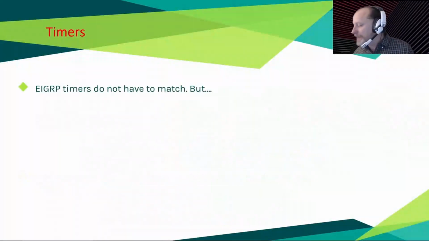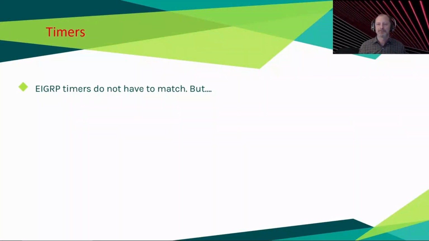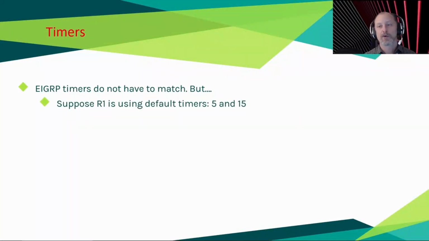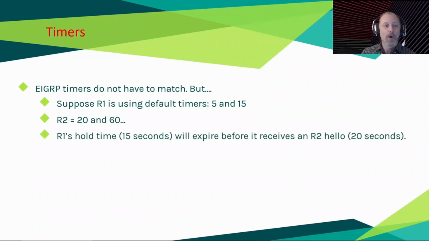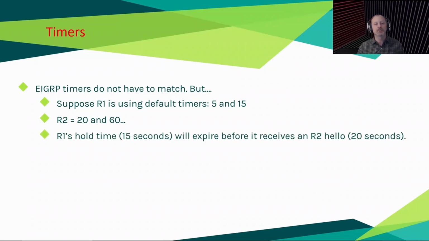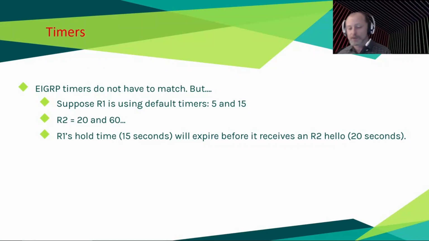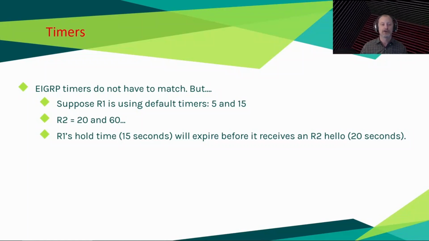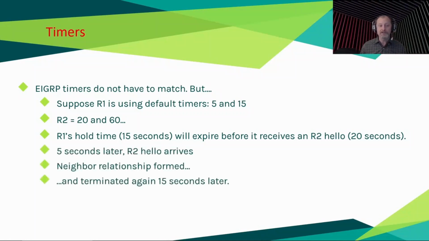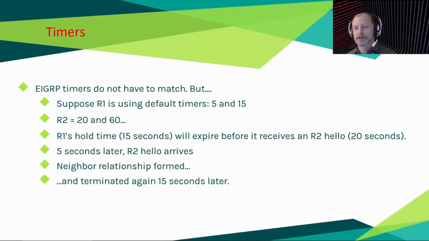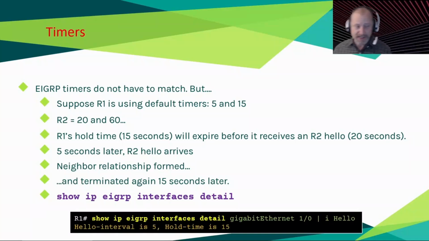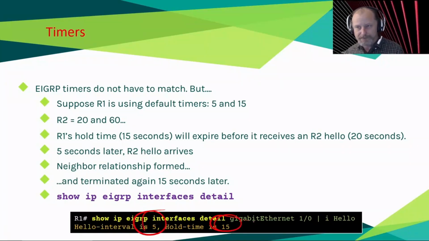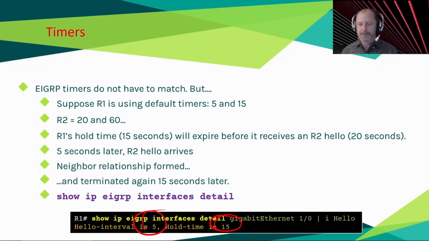So back to the timers. Remember, they don't have to match. But if we're in a situation where we have a default timer of 5 and 15, and R2 is at 20 and 60, well, R1's hold time of 15 seconds will expire before it receives a single hello from R2. That means the neighbor relationship will be formed, and 15 seconds later, it'll be torn down. Show IP EIGRP interfaces detail. 5 and 15. Again, for IPv6, it'll be in named configuration mode.